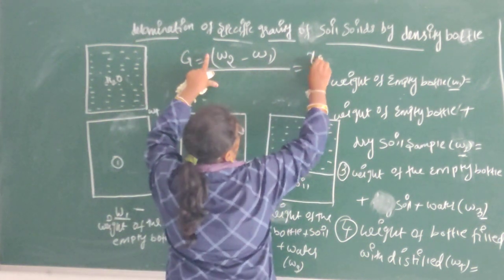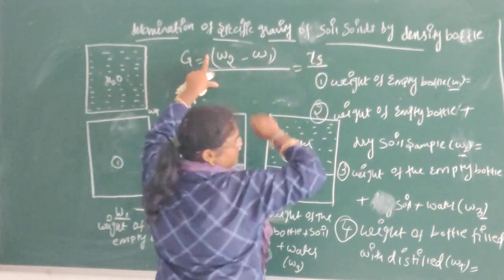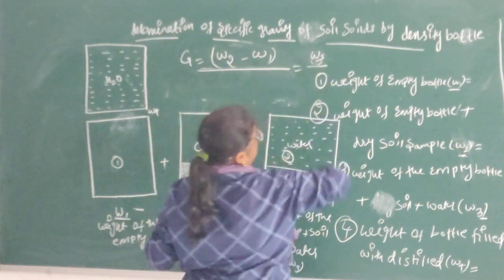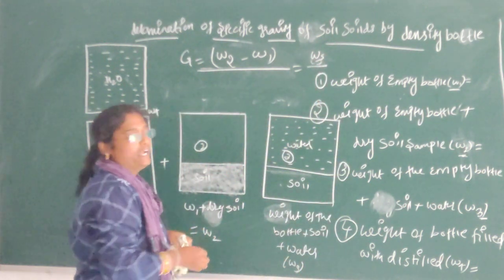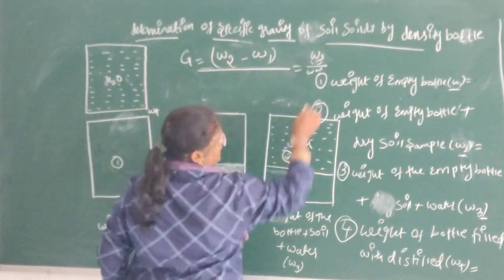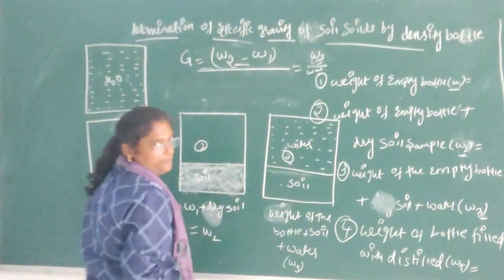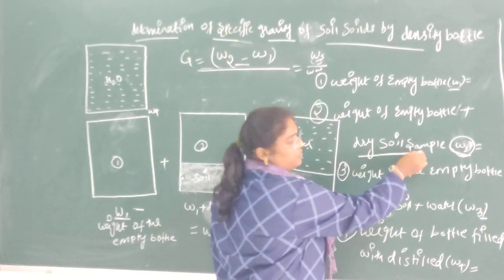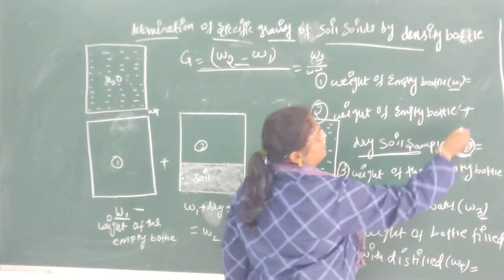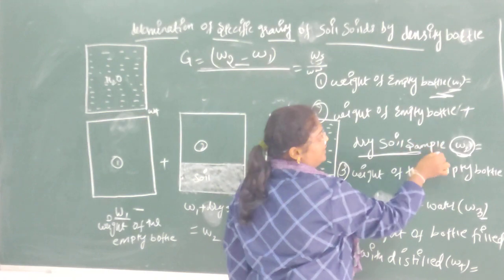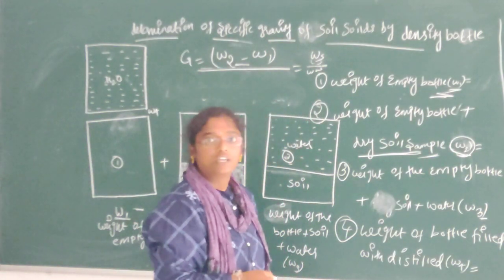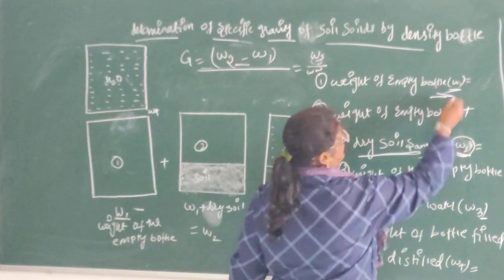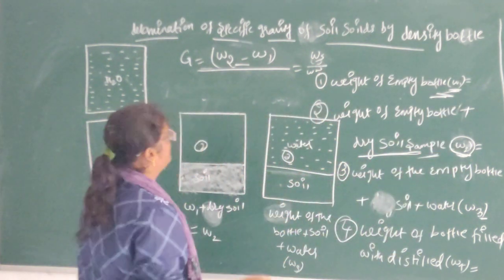Here it is gamma S. In your notes, I have given WS, right? Weight of solids by weight of water I have given. Here, weight of solids, the weight of dry soil, how are you getting it? This is W2. W2 has only dry soil. W2 minus W1. Here it is the empty bottle, and here it is filled with the dry soil. So automatically W2 minus W1 will give the weight of your dry soil.